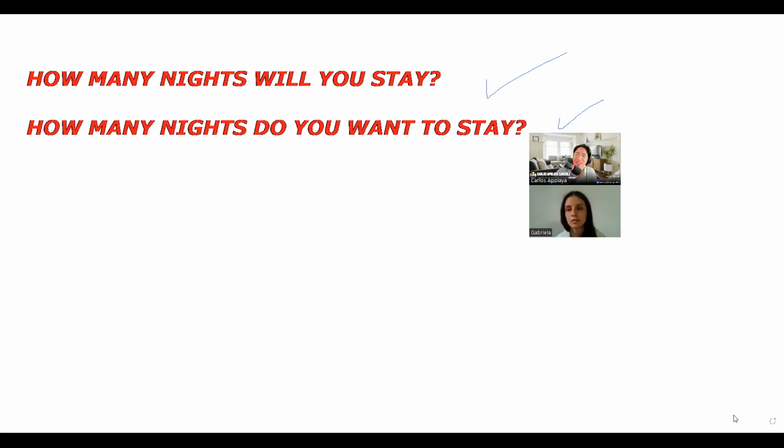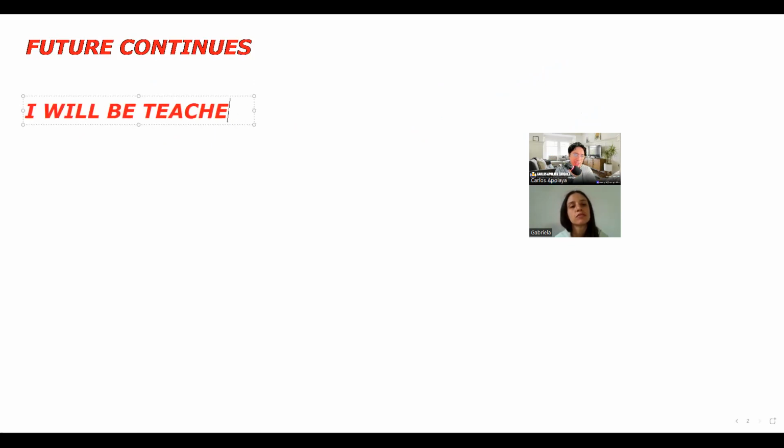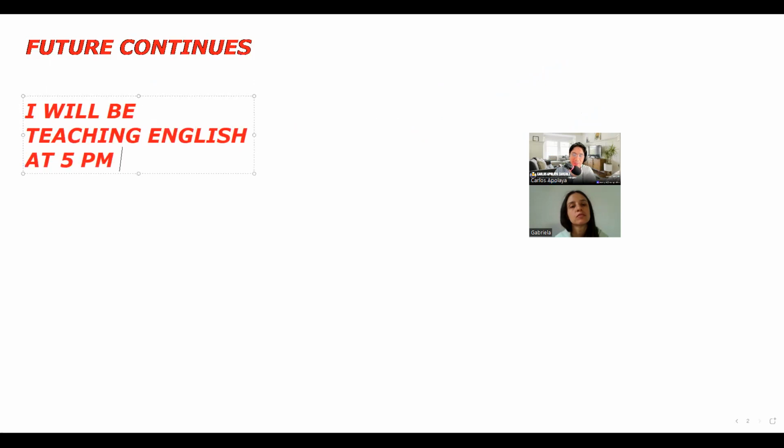Okay? Entonces, en el idioma inglés existe un tema llamado el future continuous. ¿Te acuerdas? So we use the future continuous when we want to talk about an action that will be in progress in the future. Para hablar de una acción que estará en progreso en el futuro. Por ejemplo, I will be teaching English at 5 p.m. because I have a class at 5 p.m. So I will be teaching English.